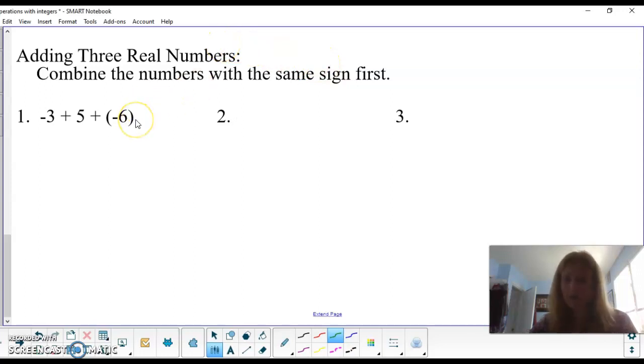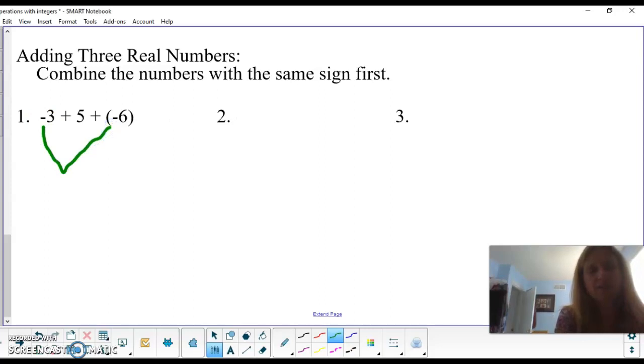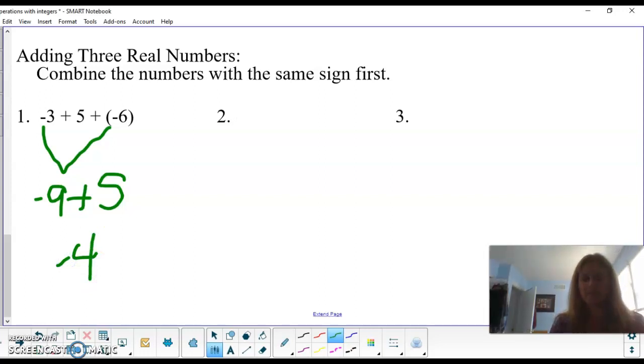Okay, so I'm going to show you an example. Let's look at this. You have these problems, okay? You can solve in any order. I like to combine the same ones first. So watch, if I do these two, same sign, 3 negatives, 6 negatives is 9 negatives. Bring that down, different sign, subtract, 4, higher number is negative. So my answer is negative 4.